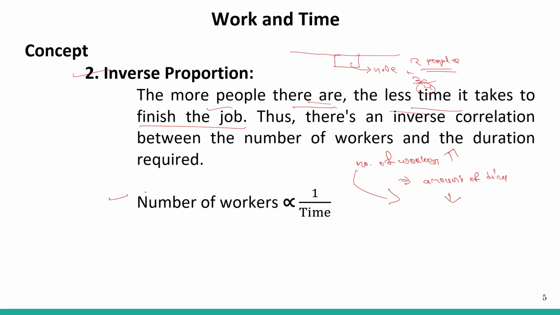So number of workers is directly proportional to 1 by time, or we can also say that number of workers is inversely proportional to time taken by those workers to complete that specific work. So this is an important relation.